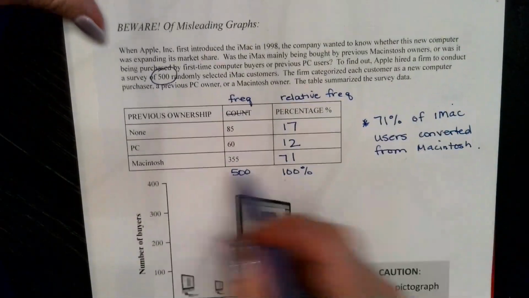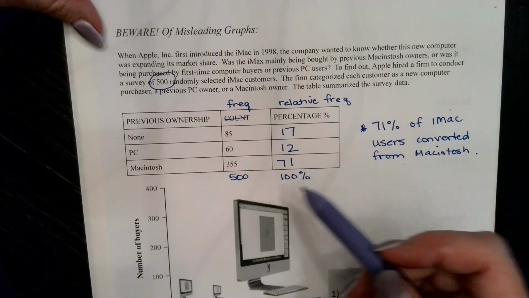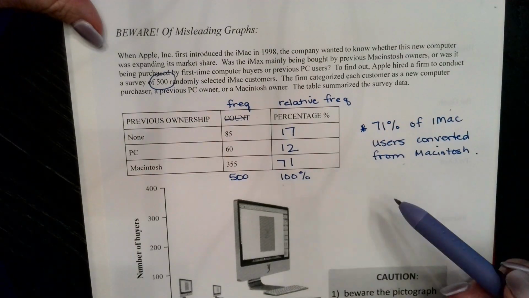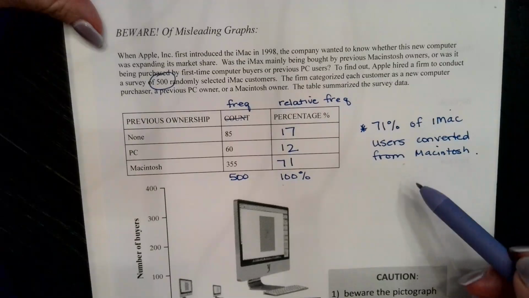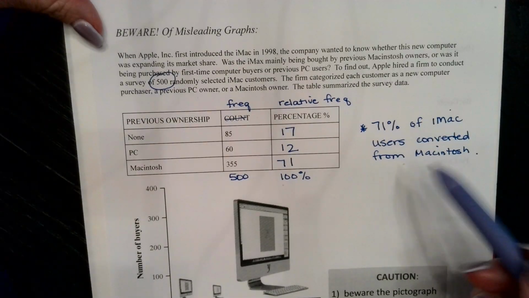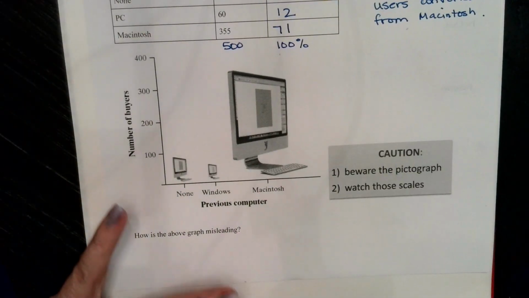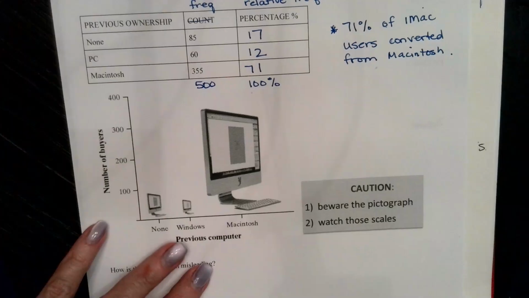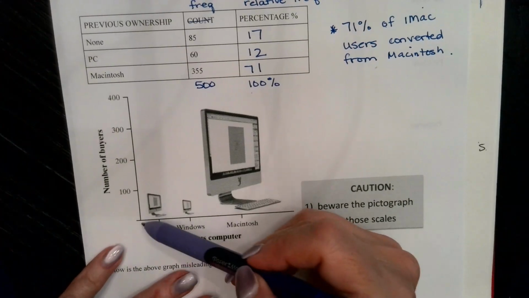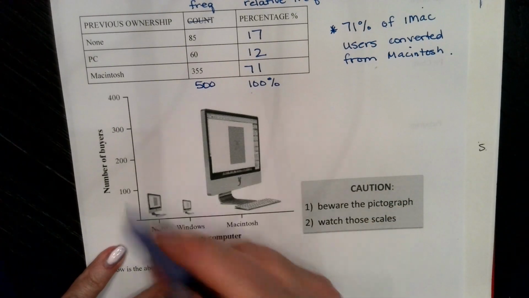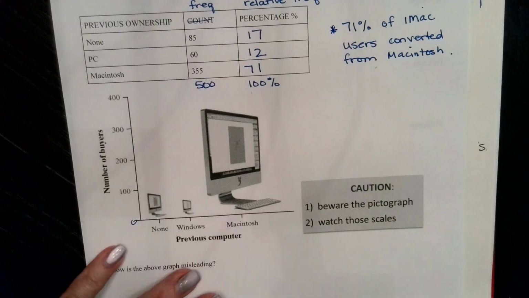Now, this is great. This is a table. This is fantastic. It gives us the data. We're able to answer a question. We're able to go in there and do a justify. And then here's the graph that they give. What this graph shows is number of buyers. This started at 0. And then it shows none, Windows users, and Macintosh users.